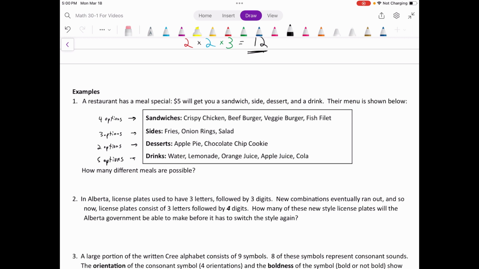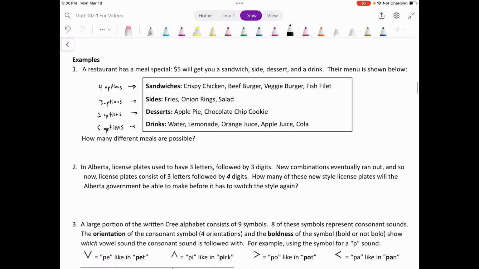So you can see why we're multiplying here. For every single choice we make, in the next set of choices, we could pair it with 3 different options. And then for those, we could pair it with 2 different options. And then for those, we could pair each of them with 5 different options. So how many meals are possible?